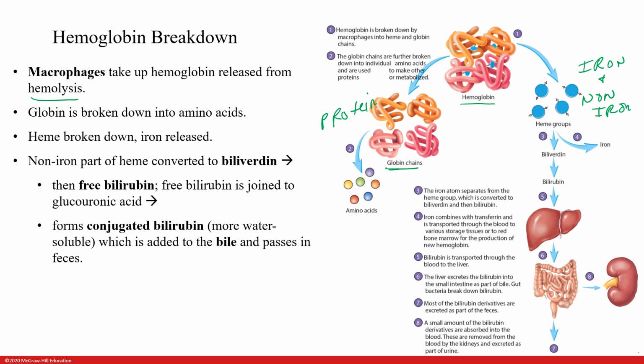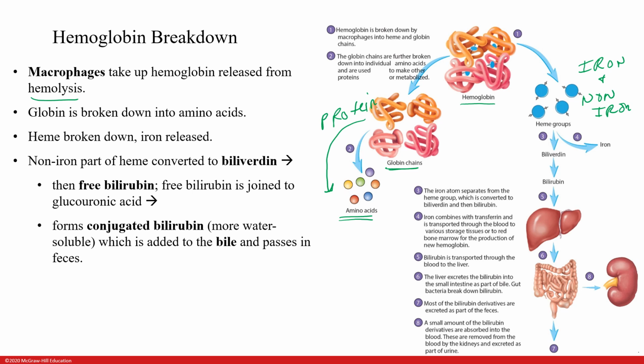The globin chains get broken down into their subunits, which we all know amino acids are the subunits of proteins. So the proteins get broken down into amino acids, and those amino acids can then be used to make other proteins, to make more hemoglobin molecules, or they can be metabolized and used in cellular respiration for energy resource.